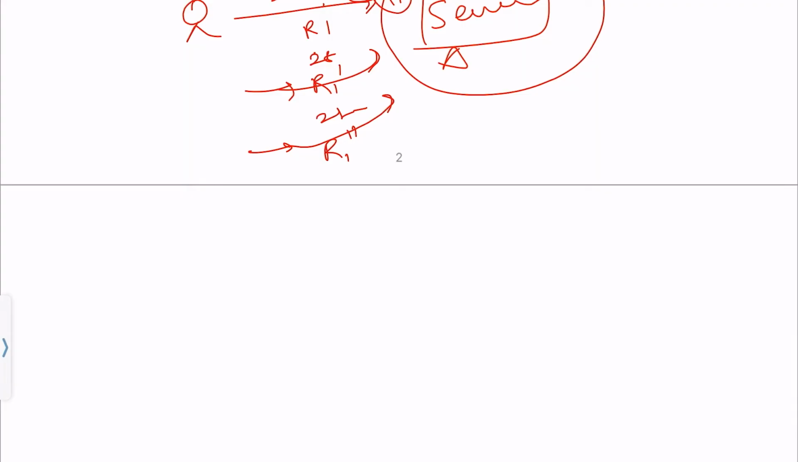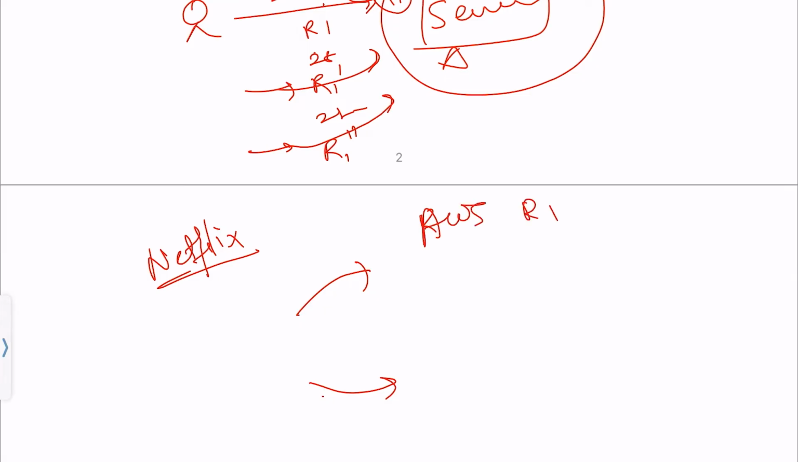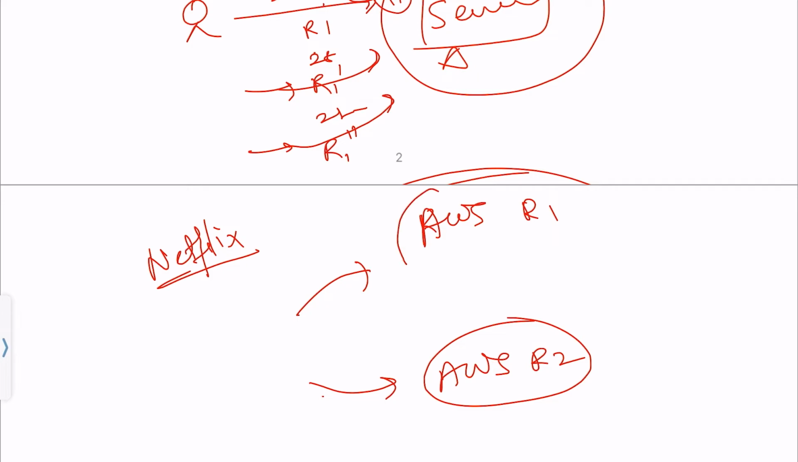I will talk about one use case about this. If you haven't read through the Netflix tech blogs, there is a very nice tech blog which talks about how the traffic is switched across regions. So this is AWS region 1 and this is AWS region 2. Let's say there is a downtime or unavailability in region 1. The traffic is shifted to region 2.